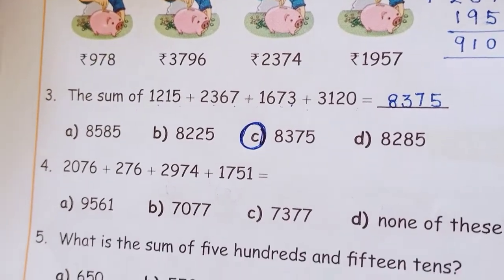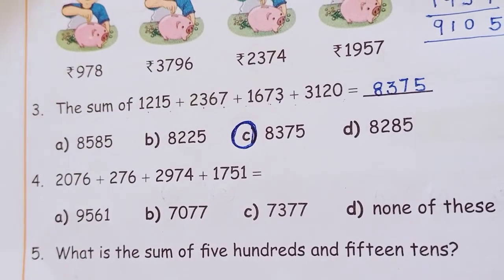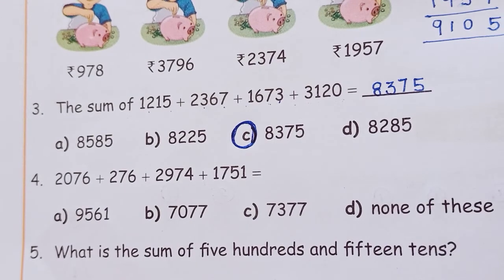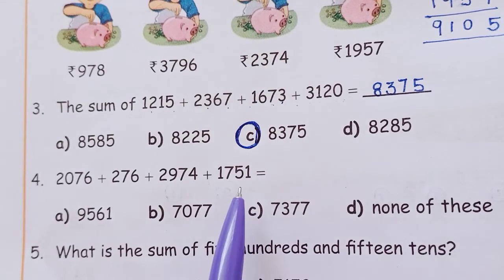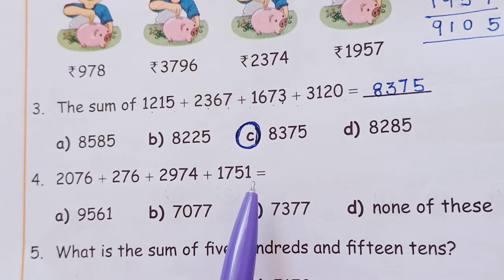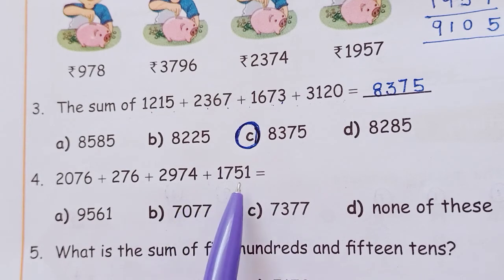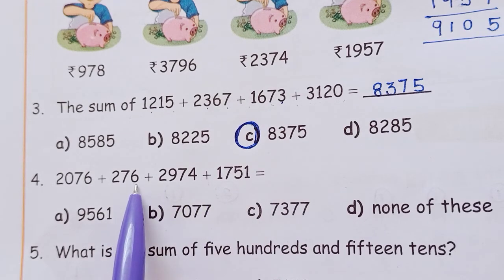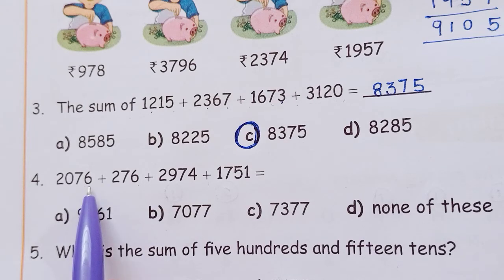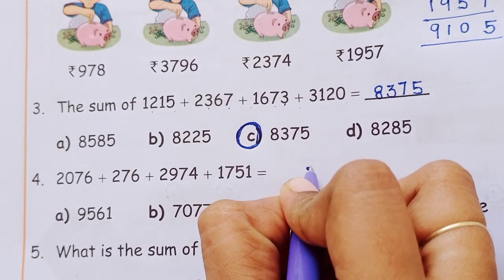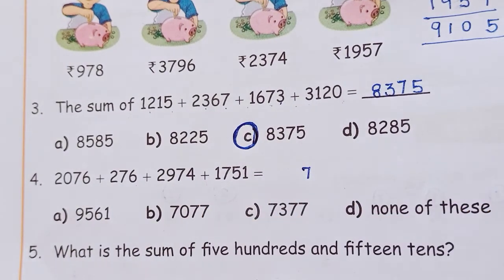Then see the fourth sum. 2076 plus 276 plus 2974 plus 1751. Now we want to add these numbers. First we add the ones column. 4 plus 1, 5. 5 plus 6, 11. 11 plus 6, 17. So 7. Remaining 1.